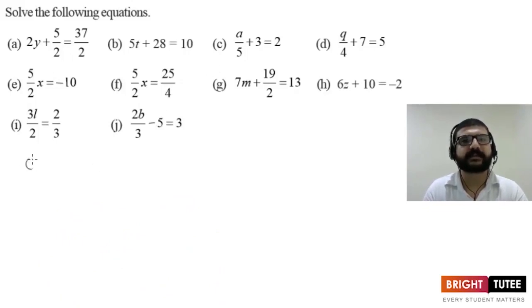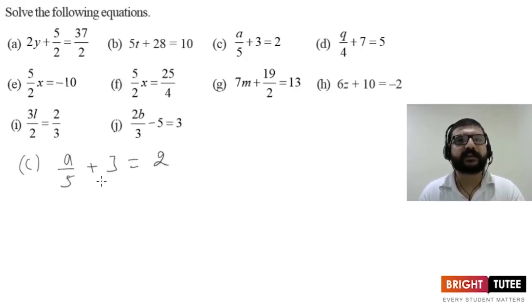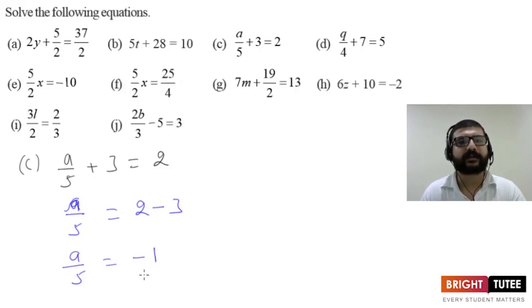The next question is a upon 5 plus 3 is equal to 2. Now here we have to find the value of a. So what we can do for that, we have to transpose this plus 3 to the right side of the equation. So what we will get, a upon 5 is equal to 2 minus 3. This 3 was added to a upon 5, so after transposing it will come with a minus sign. Now let's simplify this. We will get a upon 5 is equal to minus 1.